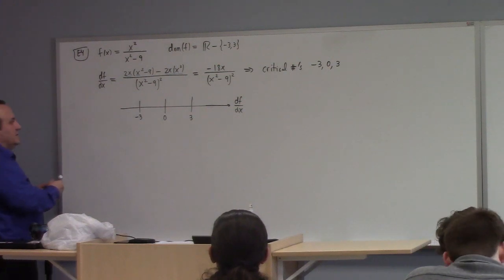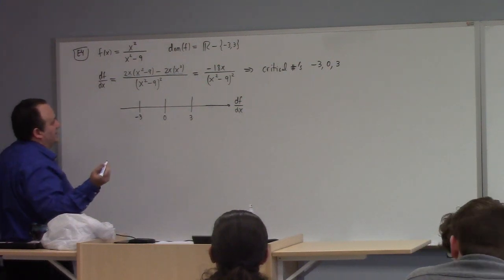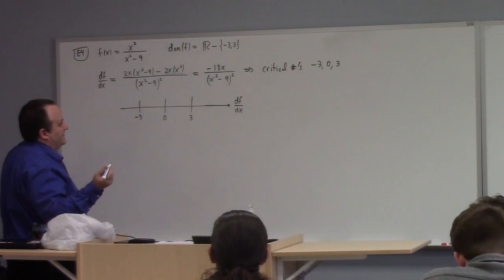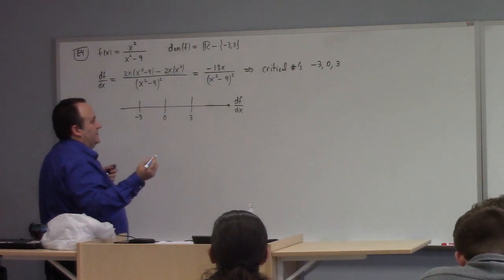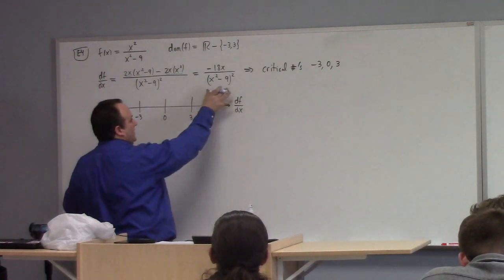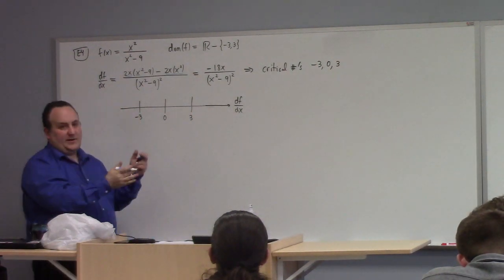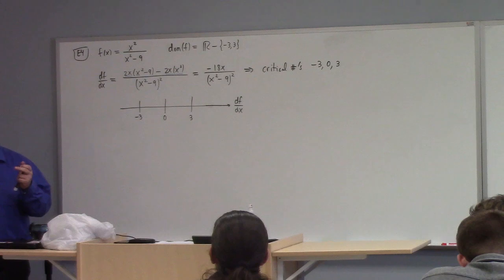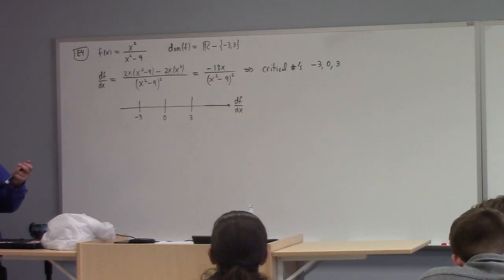So let's see here. We got what? Well, we got to make a sign chart. So this is easy enough to think about if you just want to think about it this way. The denominator is a quantity squared, right? Can this be negative? It cannot.